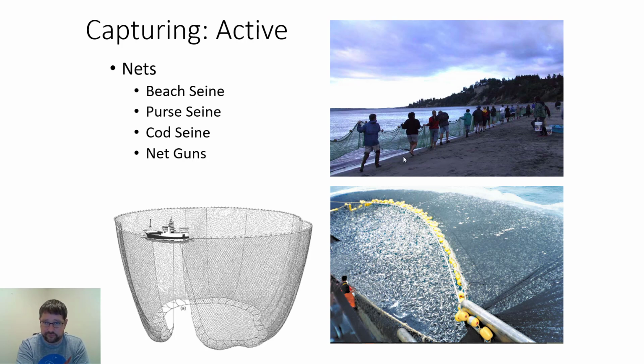So here you can see a huge group of people running a huge beach seine. What they're going to do is, much like the picture here, walk this seine out in kind of a U shape and then drag it up to the beach. With this many people, it's probably fairly easy to throw a lot of fish back that you're not interested in.